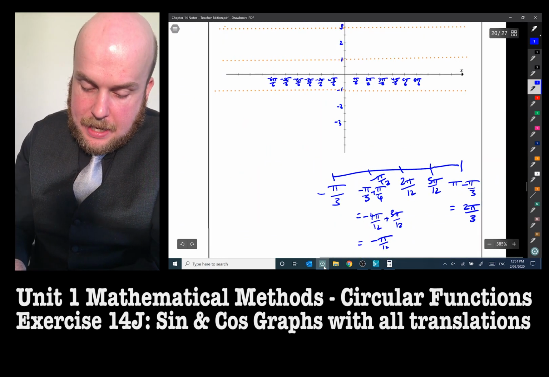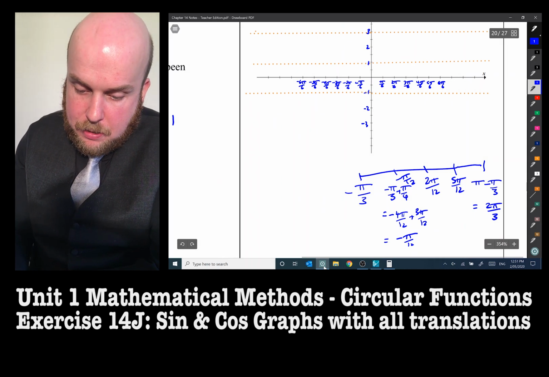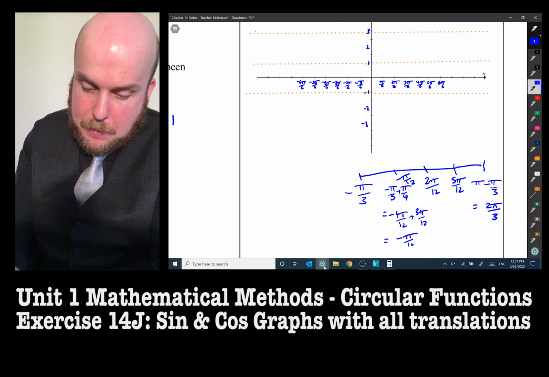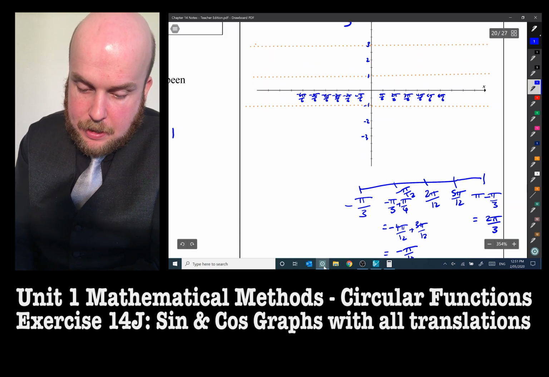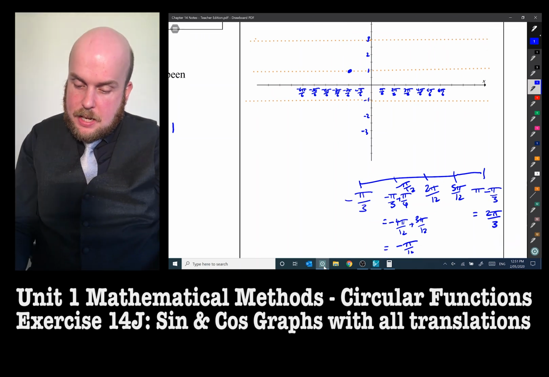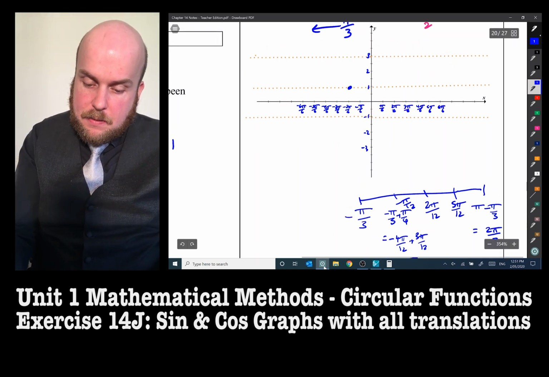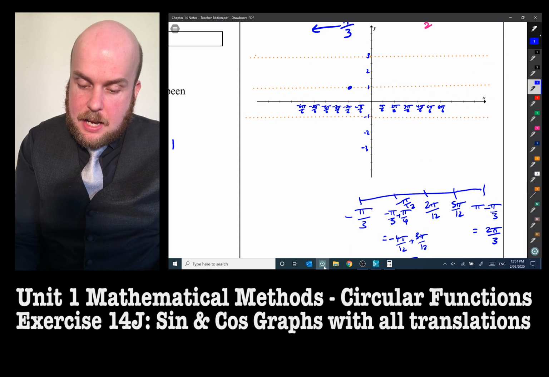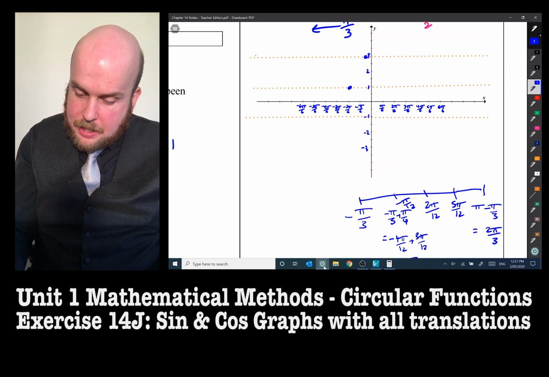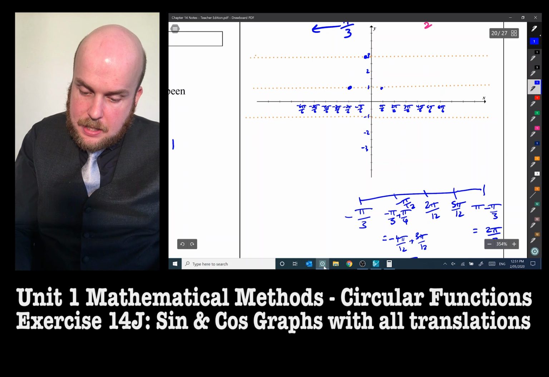The pattern starts at negative pi on 3. So negative pi on 3 is the same as negative 2 pi on 6. And it's moved up by 1, so that's where the starting one is. Then it goes to a turning point here at negative pi on 12. Well, that's going to be half of this, negative pi on 6, so that's going to go here. And then it's going to come back down at the next one along, which is 2 pi on 12, which is pi on 6, like that.